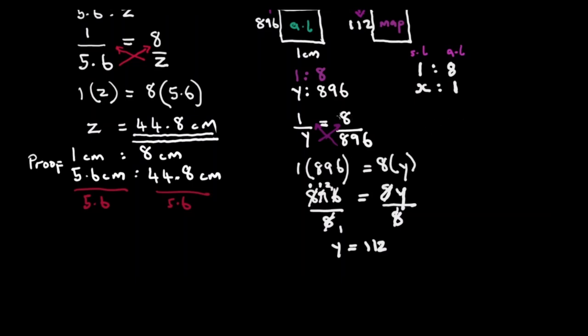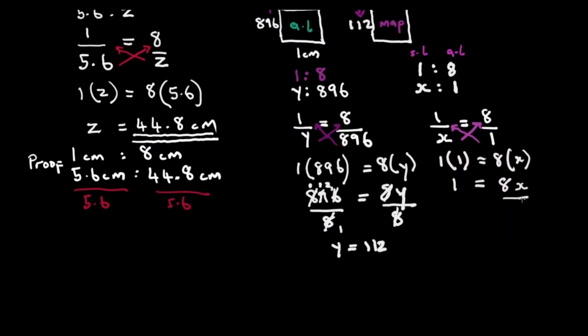So again, you can pause, then unpause after you've tried out this proportion. 1 over x is equal to 8 over 1. If we cross multiply, it will be 1 multiplying 1 is equal to 8 multiplying x. So 1 times 1 is 1, it's equal to 8 times x, that's 8.